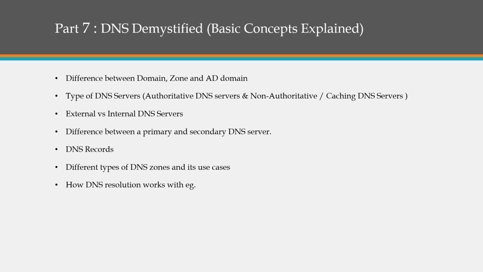Okay, so that being said, let's quickly go through the topics that we want to cover today. We'll start off with understanding the difference between a domain, zone, and an Active Directory domain. Then we will see the different types of DNS servers, the authoritative DNS servers and the non-authoritative or caching DNS servers. Then we will find out the difference between the external and the internal DNS servers. And then we'll look at the difference between a primary and the secondary DNS server.